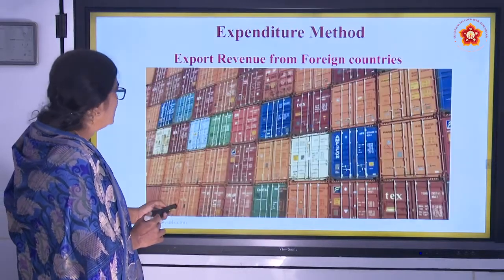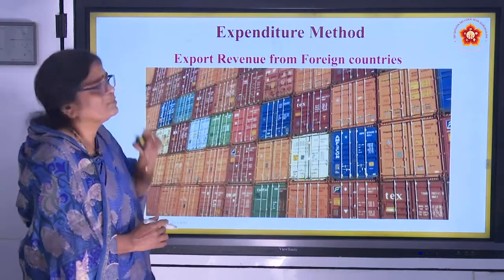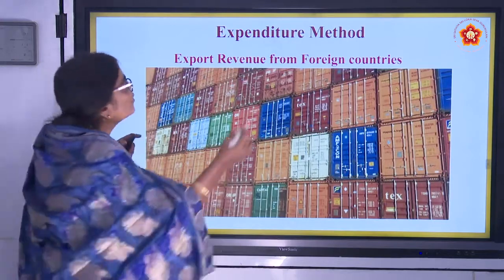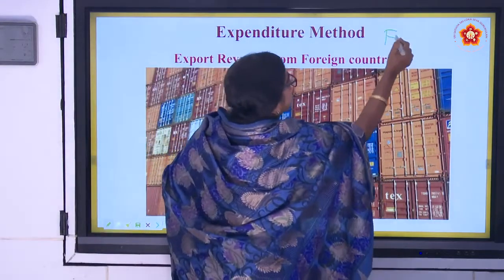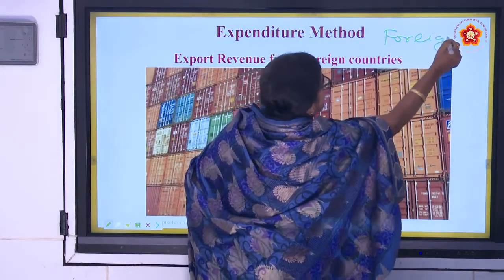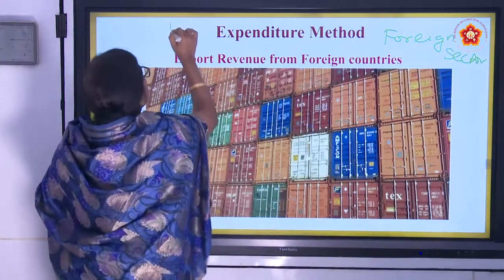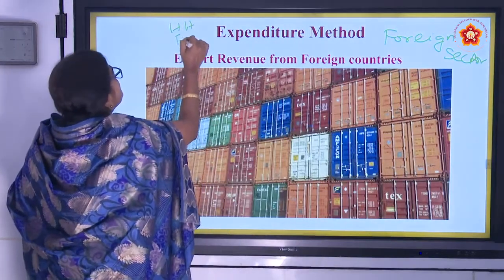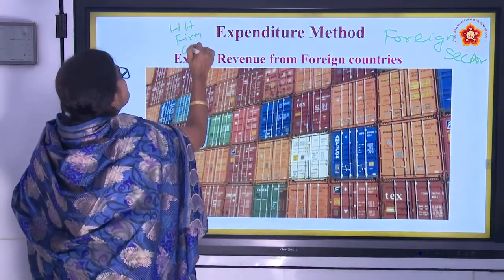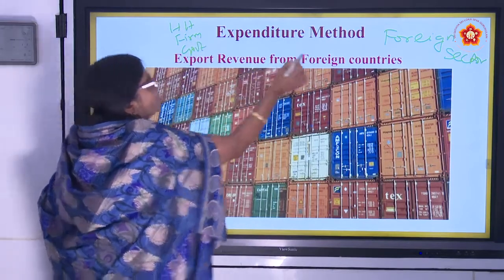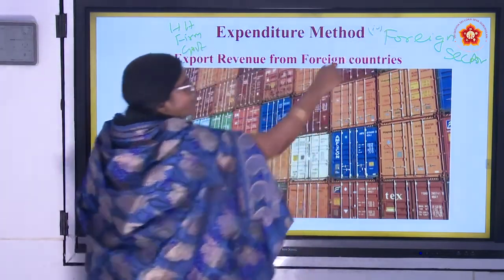Government investment expenditures. And now we are going to see the last one, the foreign sector. We have seen the household sector, firm sector, government sector, and now the fourth one, the foreign sector.